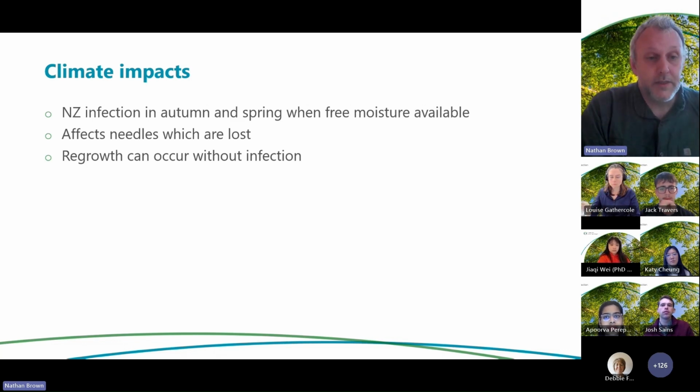Like I say, it's mostly a foliar disease, but these needles are then lost. So regrowth can occur without infection. So something is triggering the severity of disease between years.